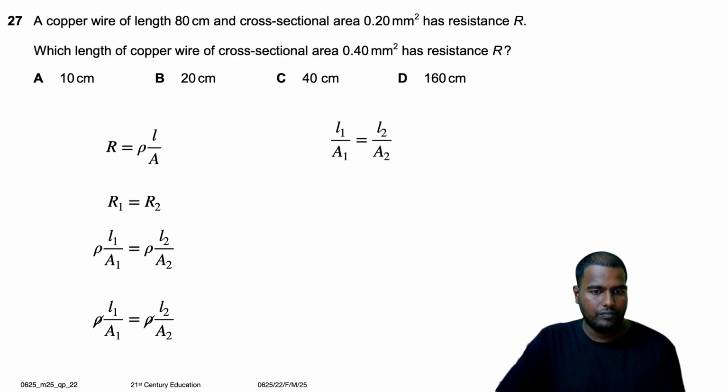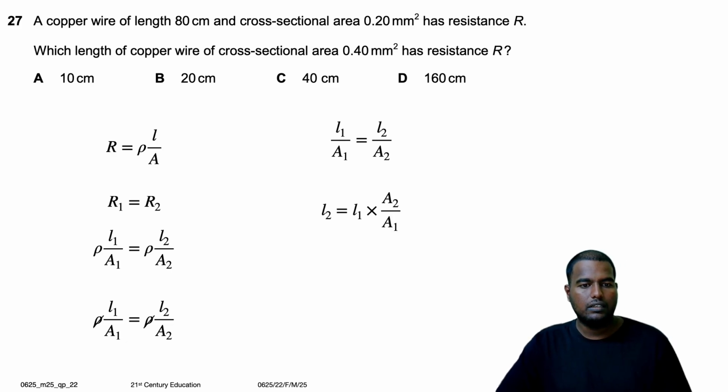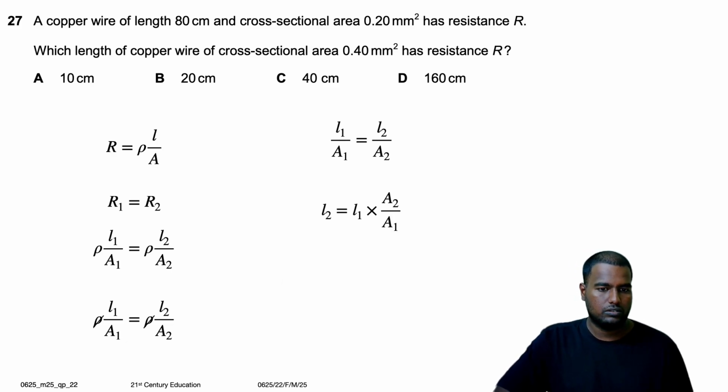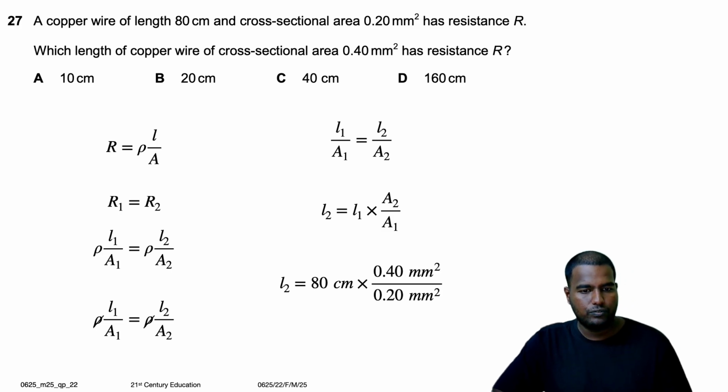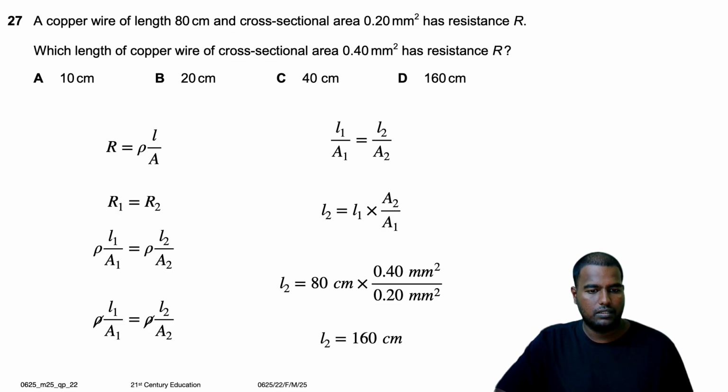Now we just have to find L2. Let's rewrite this for L2: L1 into A2 divided by A1. So 80 centimeter into 0.40 millimeter square divided by 0.20 millimeter square. If we cancel out, then it will be 160 centimeter. Option D.